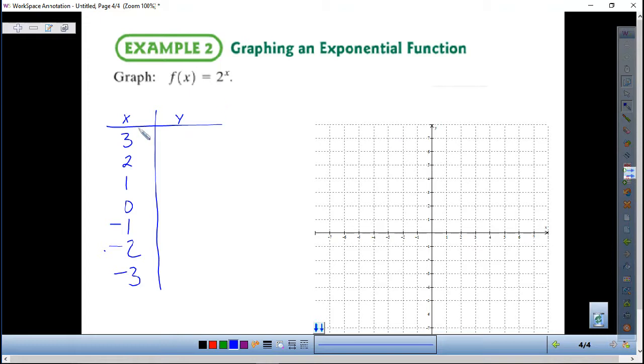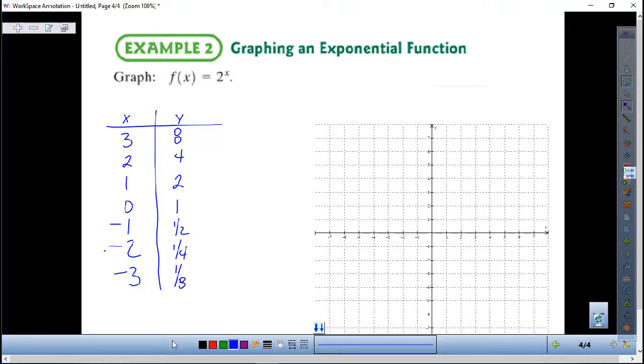So if I raise 2 to the 3rd power, I'm going to get 8. If I raise 2 to the 2nd power, I'm going to get 4. 2 to the 1st power, I'm going to get 2. 2 to the 0 power, remember anything raised to the 0 power is 1. 2 to the negative 1, well remember it's just this thing right here, and then flip to the bottom. So it's going to be 1/2. Same thing with the negative 2, it's this thing right here, but flip to the bottom. So it's 1/4. And negative 3, it's the same thing as 1 over 2 to the 3rd, so it's going to be 1/8.